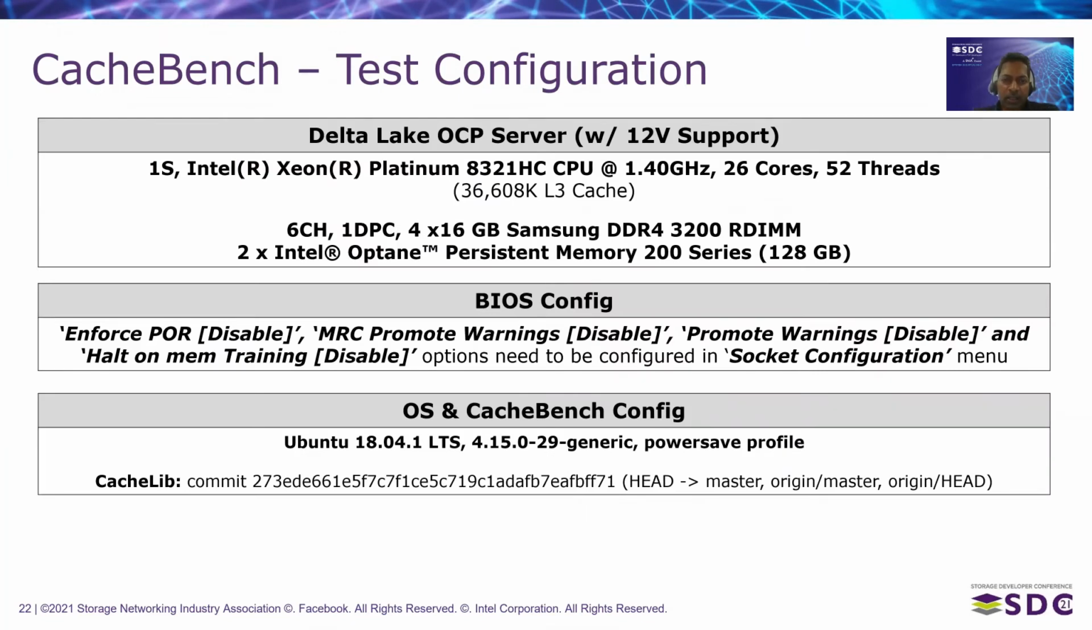The test configuration is a Cooper Lake processor, 26 core, single socket. The board is the Open Compute board called Delta Lake, which has support for a 12-volt power rail and support for NVDIMM, for Optane PMEM specifically. This board has 6 channels, 1 DIMM per channel configuration. We have 4 DDR4 modules, 16 GB capacity, and 2 Optane PMEM 200 series modules, 128 GB capacity. The BIOS does require some changes to support the PMEM. The operating system we used is Ubuntu 18.04.